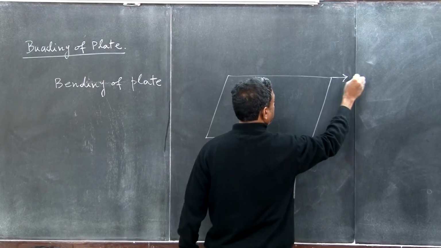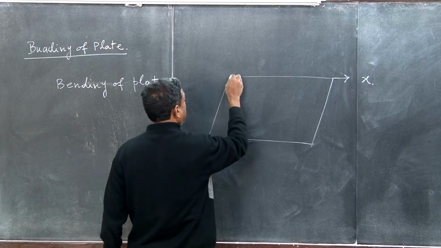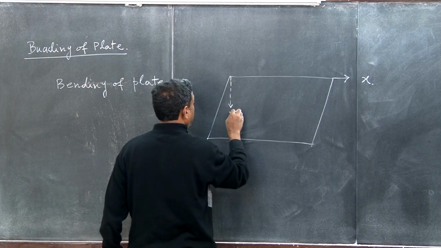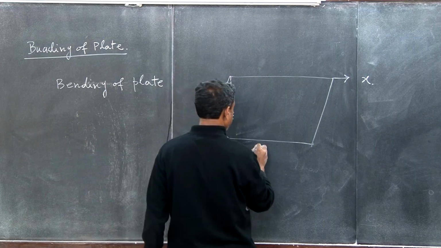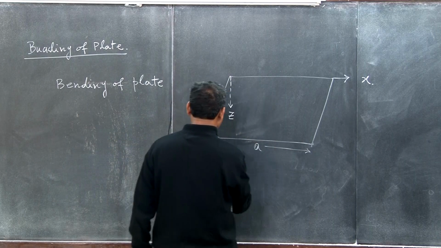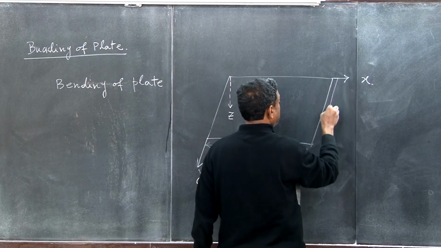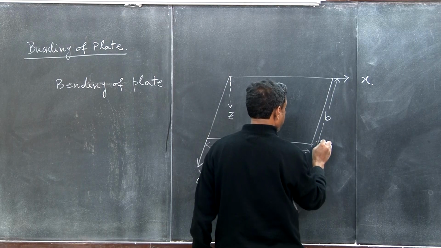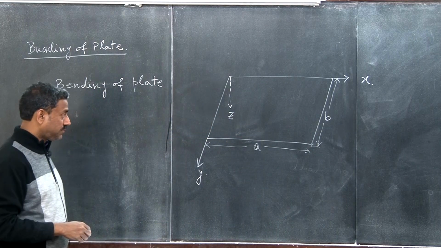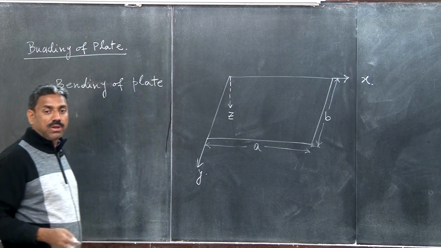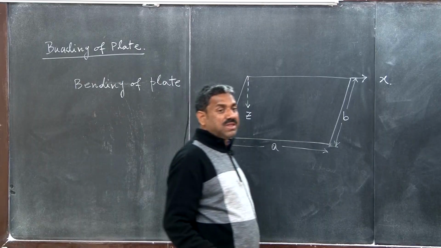And this we can take as x, this one we take as y, and then downward we can take as z, a right-handed coordinate system. The dimension in the x direction we can take as a, and for y, the dimension b. Now all of you are aware of the bending of plate, and you have derived the governing equation, right?